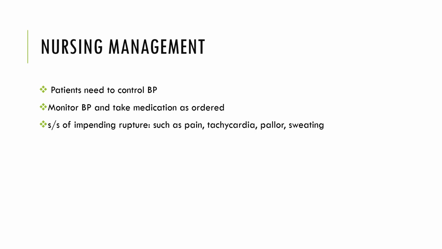Patients with an abdominal aortic aneurysm, we need to make sure we're controlling the blood pressure. We're going to monitor the blood pressure, and we want to make sure they're taking that medication as ordered. Some signs and symptoms of an impending rupture can be pain, tachycardia, pallor, and sweating. So just things we're going to watch for to make sure they're not at risk for that rupture.